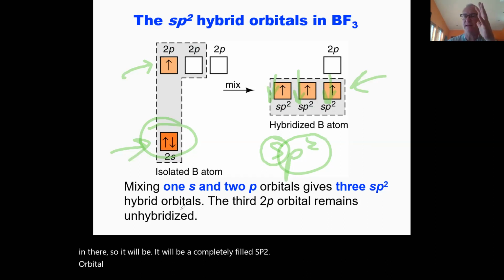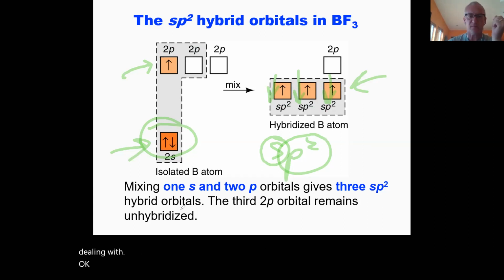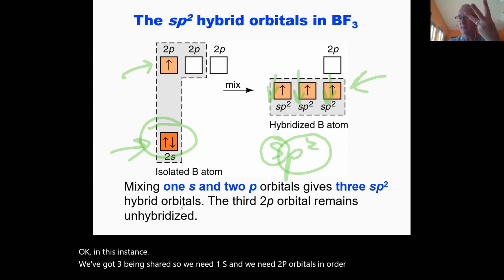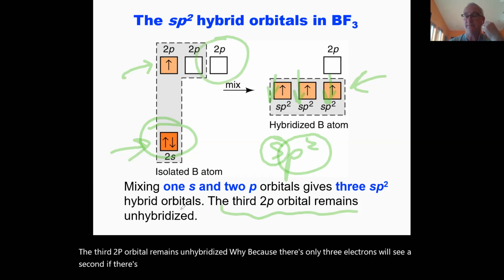So the s and the p, it just tells you how many. Well, s is always going to be 1 because there's only 1 s orbital. And the number of p orbitals will tell you how many shared electrons we are dealing with. In this instance, we've got 3 being shared. So we need 1 s and 2 p orbitals in order to hold the 3 bonding electrons. The third 2p orbital remains unhybridized. Why? Because there's only 3 electrons. We'll see in a second, if there's 4, we're going to need this one.